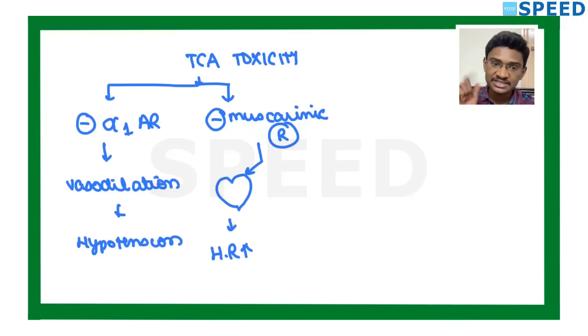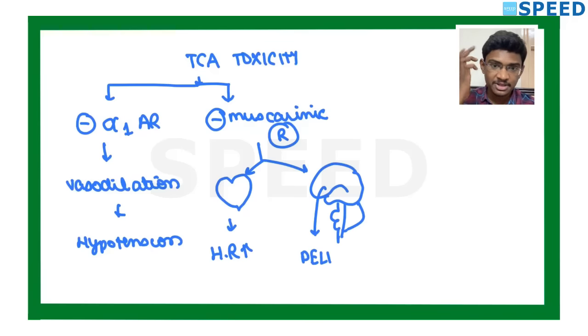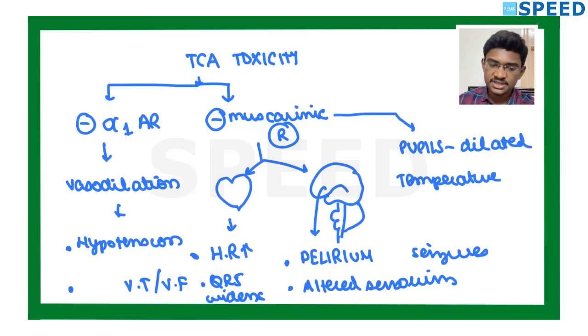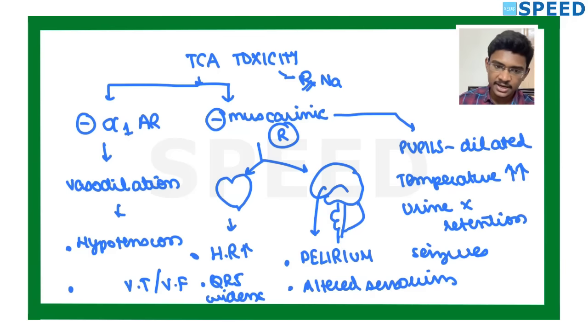Next is inhibition of the muscarinic receptor. If this muscarinic receptor is inhibited in the heart, it will cause tachycardia. And if the cholinergic receptors are inhibited in the brain, that will lead to delirium, altered sensorium, seizures, all these are possible. Also in the heart, slowly the patient will be developing widening of QRS, and slowly the patient will develop VT or VFib, ventricular fibrillation. Pupils, since it is anticholinergic, will be dilated. Urinary retention might also be seen, and hyperthermia might also be seen. So treatment of choice is nothing but soda bicarb. To prevent this cardiac toxicity, we are giving soda bicarb for this patient.